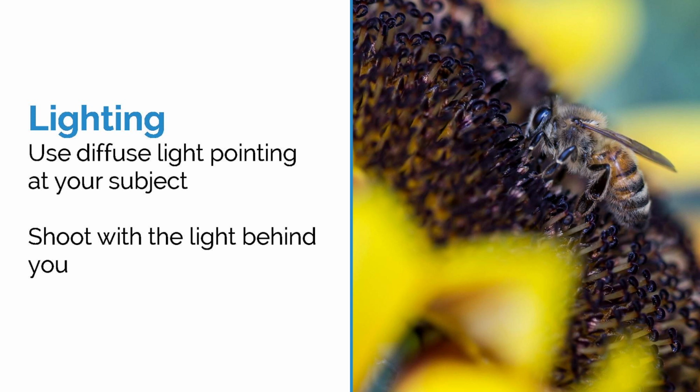Lighting. Any diffuse light at your subject is a good idea, and shoot with the light behind you. Often I see people shoot something with the light behind the subject, and that can be good for effect, for a silhouette shot, but if you want to see detail of the image that you're trying to capture, you really need the light behind your shoulder facing the subject.